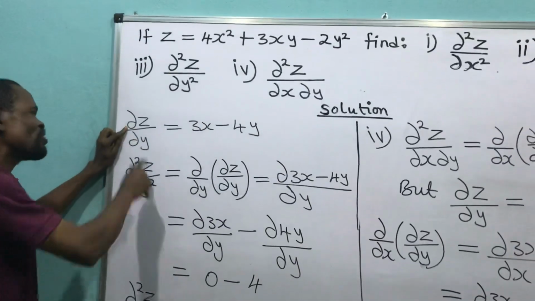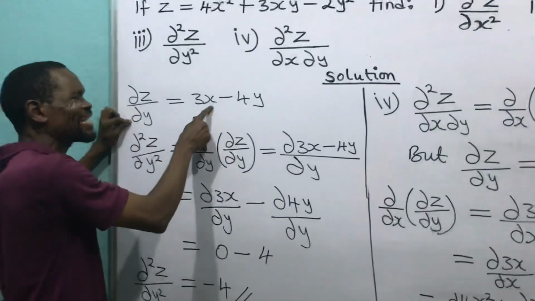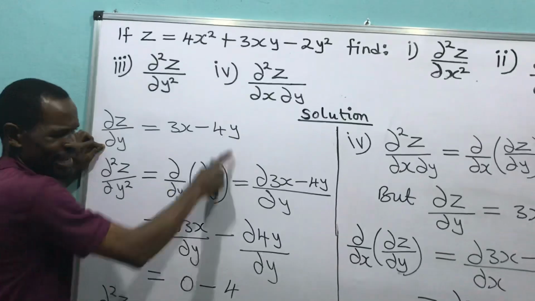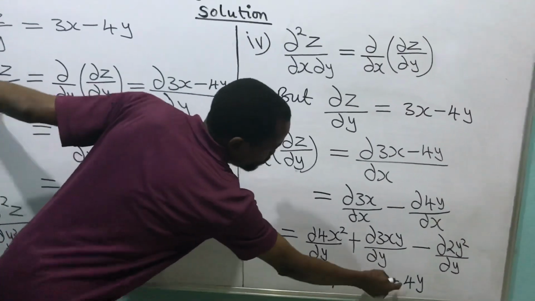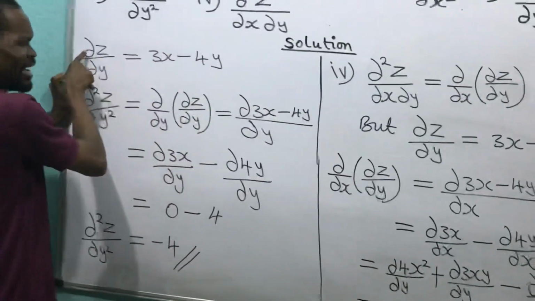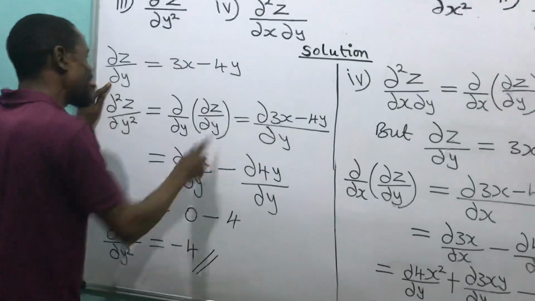The partial differentiation of z in respect to y is equal to what? 3x minus 4y. Look at what we get here: 0 plus 3x minus 4y. Therefore, my dz/dy is 3x minus 4y.